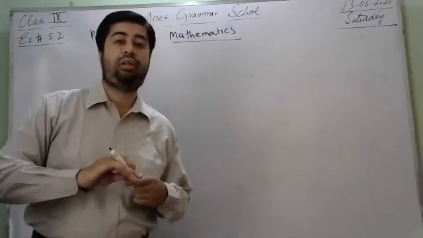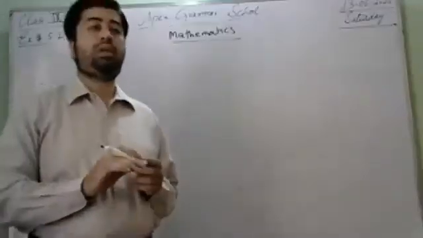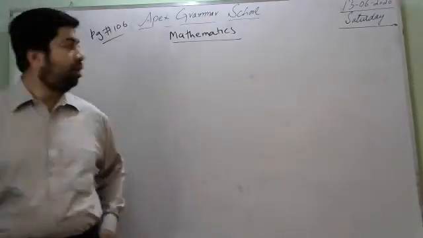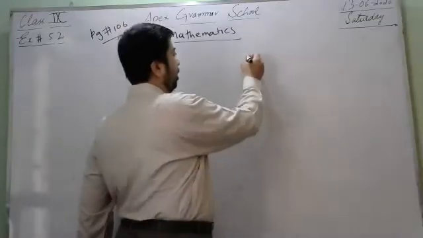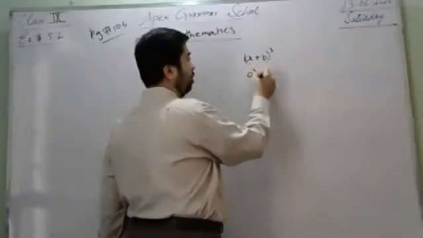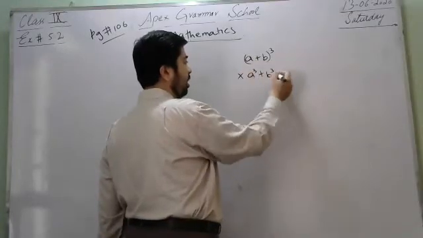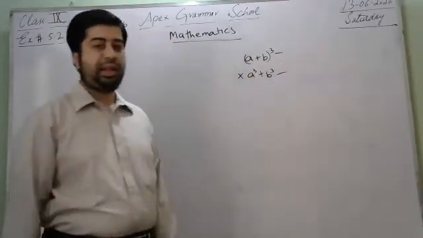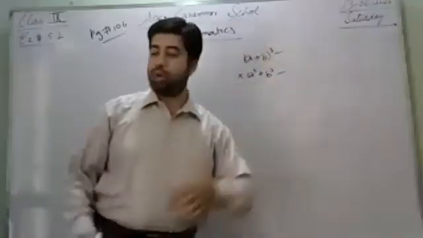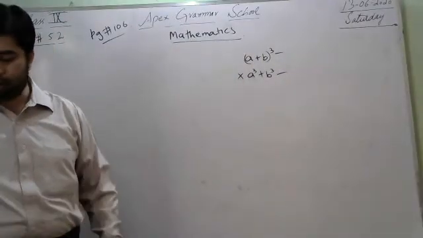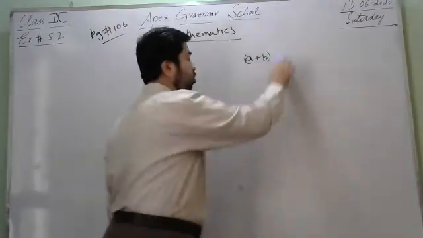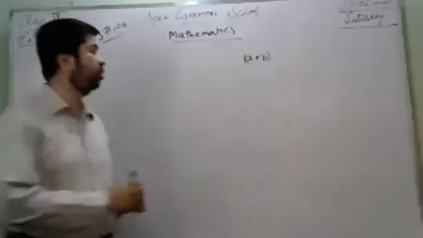I have already told you about two other cubic formulas, which are (a plus b) whole cube. Remember, it is not a cube plus b cube. This is another thing and this is another thing. A cube plus b cube is another formula and (a plus b) whole cube is quite another formula. So what is now (a plus b) whole cube?